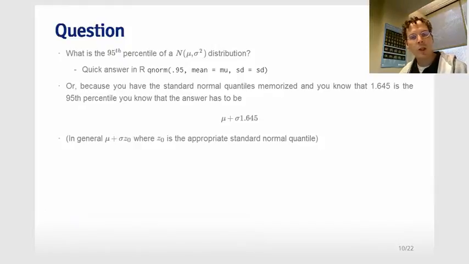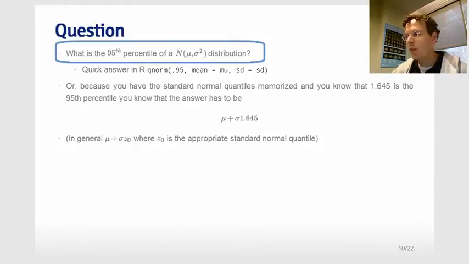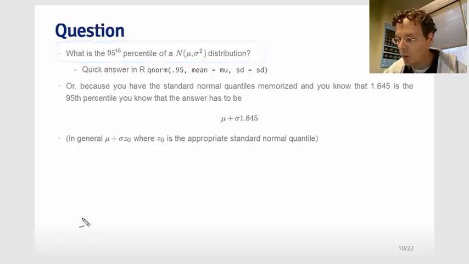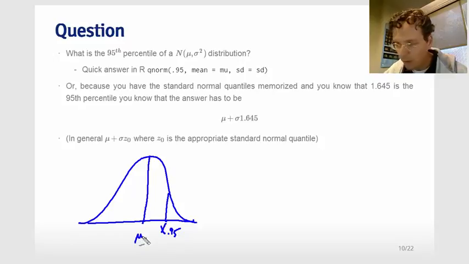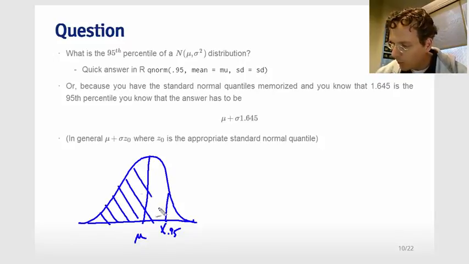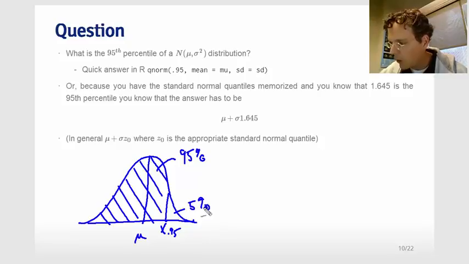Let's go through some quick calculations of increasing difficulty. So first, what is the 95th percentile of a normal mu, sigma squared distribution? In other words, we want the point x 0.95 from a normal distribution having mean mu and variance sigma squared so that 95% lies below it. We want that to be 95% and that to be 5%. So this is the value.